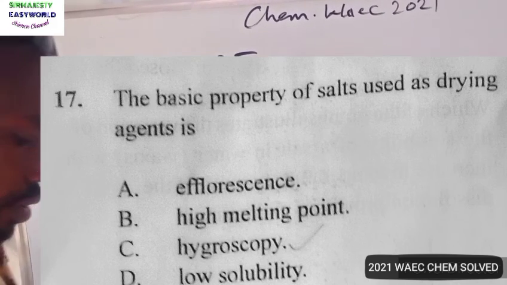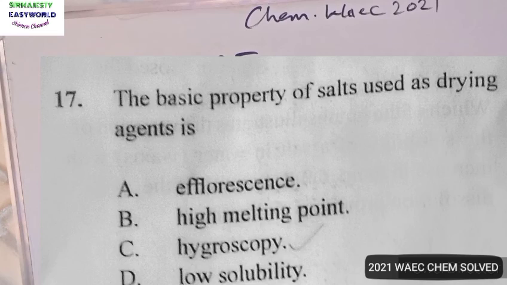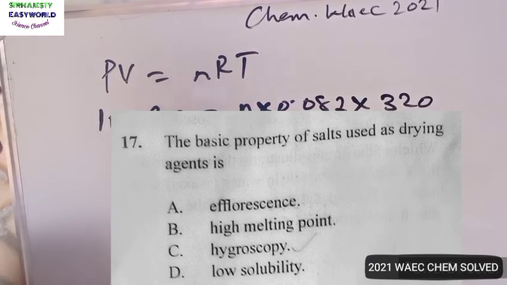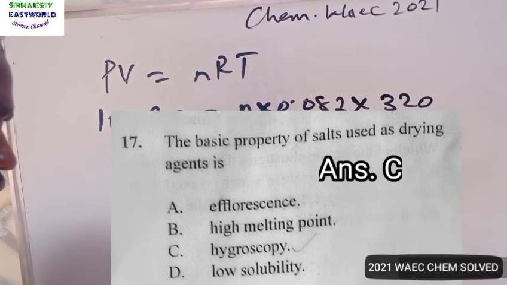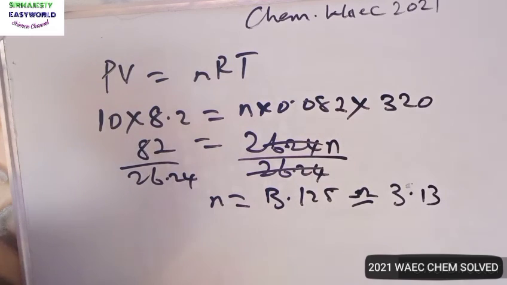Okay, question 17 says the basic property of salts used as drying agents is: A, efflorescent. No, that should be a wetting agent, of course, because it will lose its water of crystallization and get whatever is around it wet. B says high melting point. No. Hygroscopy, very correct. It is C. So the basic property of salts used as drying agents is that they are hygroscopic. That's the best drying agent.